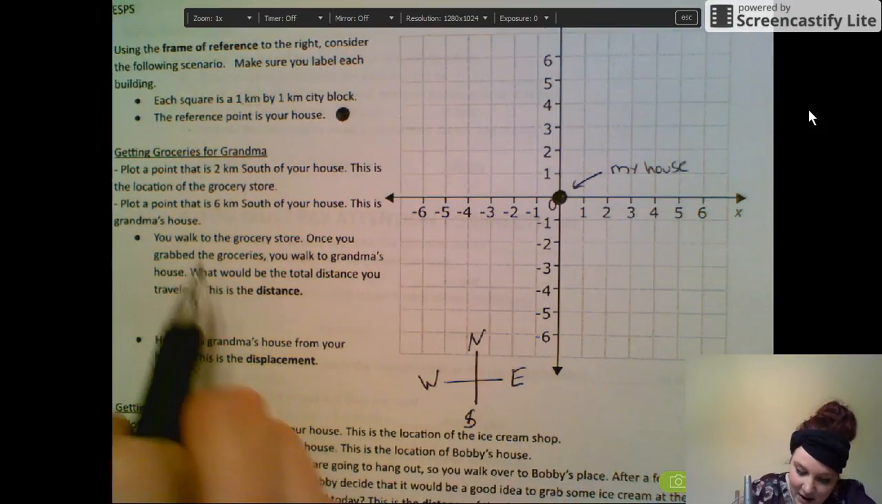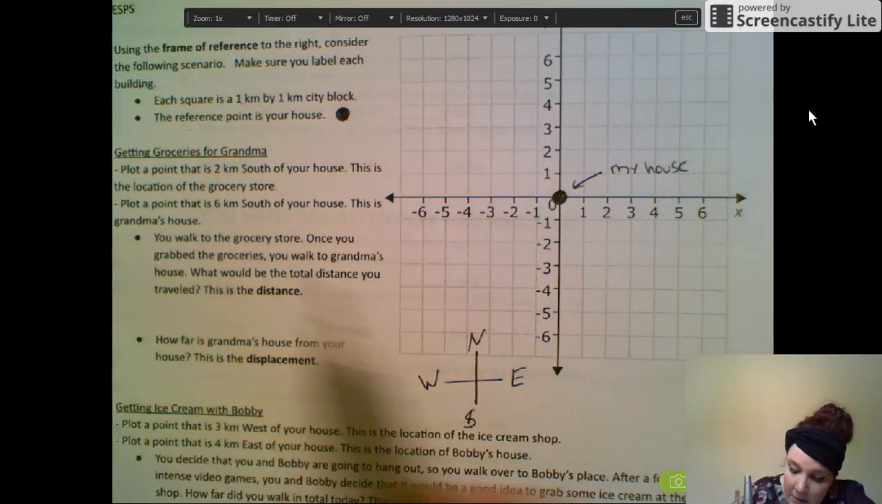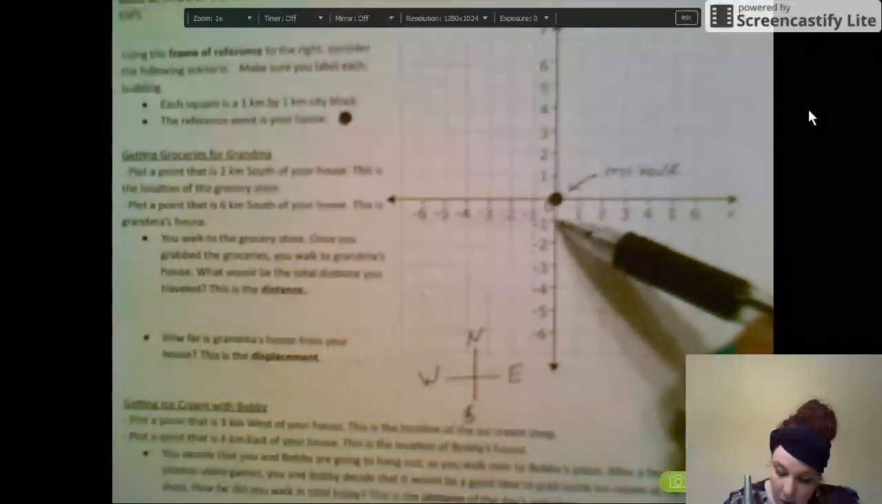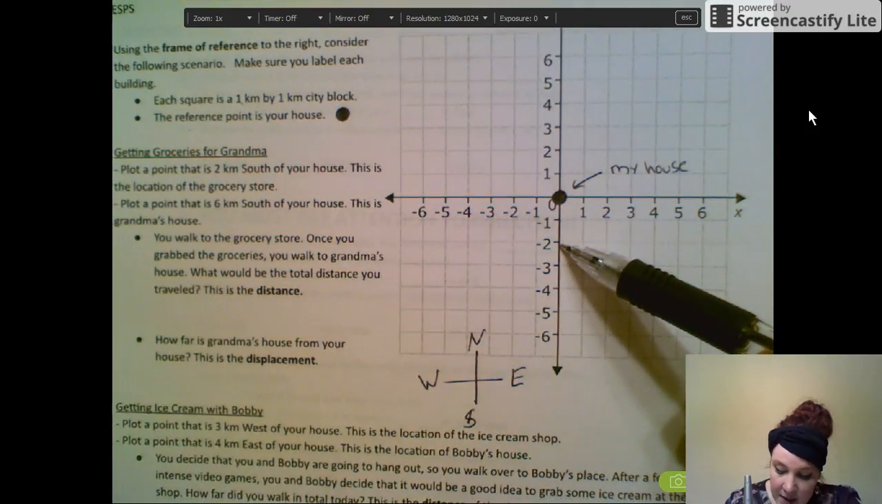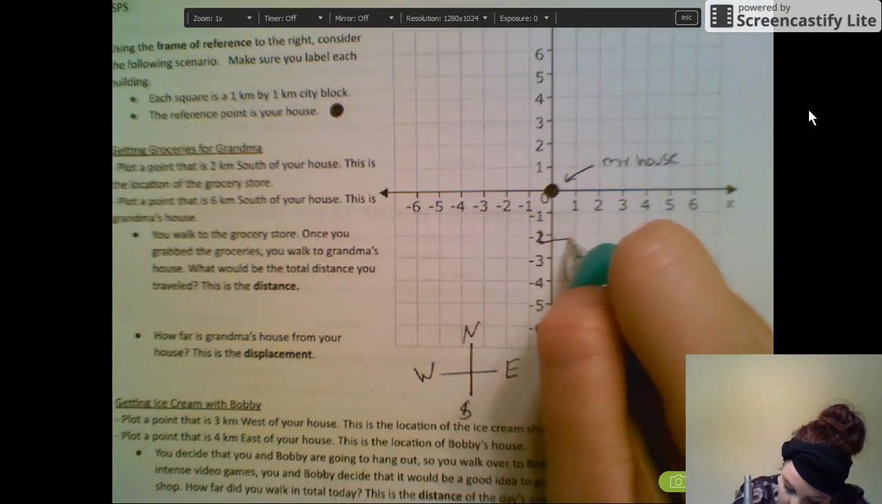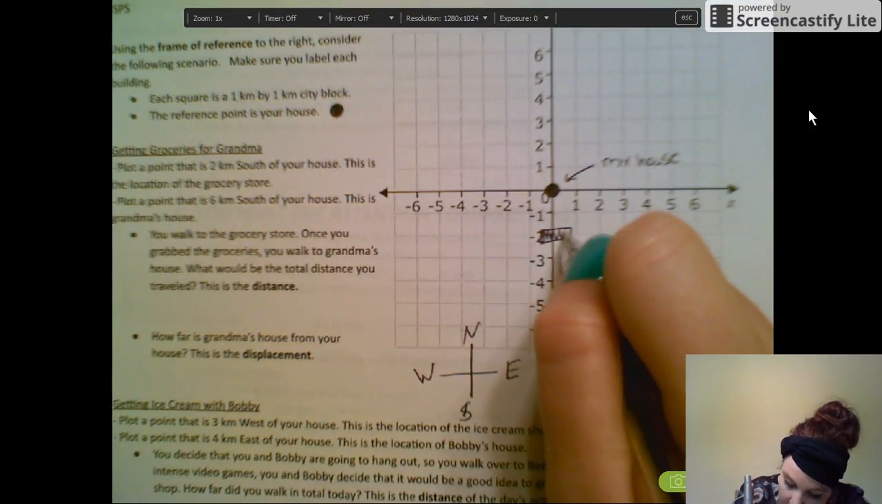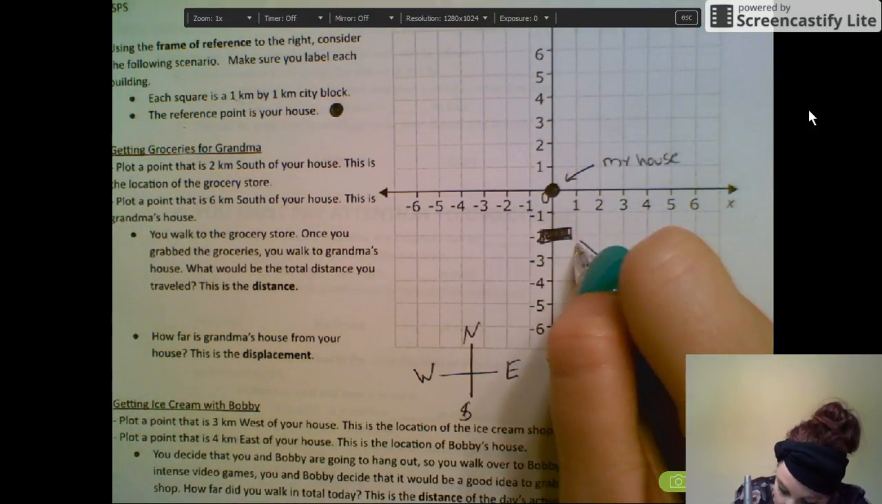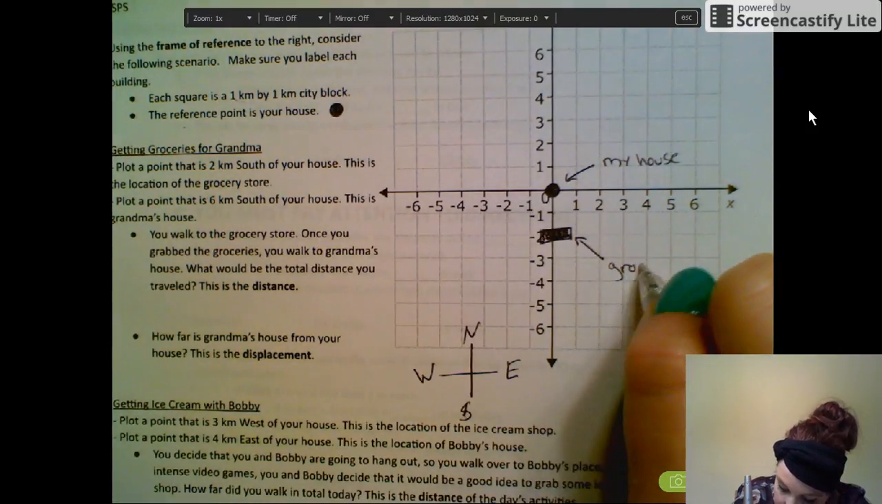All right, so you're going to plot this point that's 2 kilometers south. If we go 2 kilometers south of our house, it's here. We're going to go 1, 2. This plot is going to be our grocery store. So I'm going to draw a grocery store. Now, my drawings are going to be very simple because we have a lot of drawings to do on here. But I'm also going to label this grocery store.